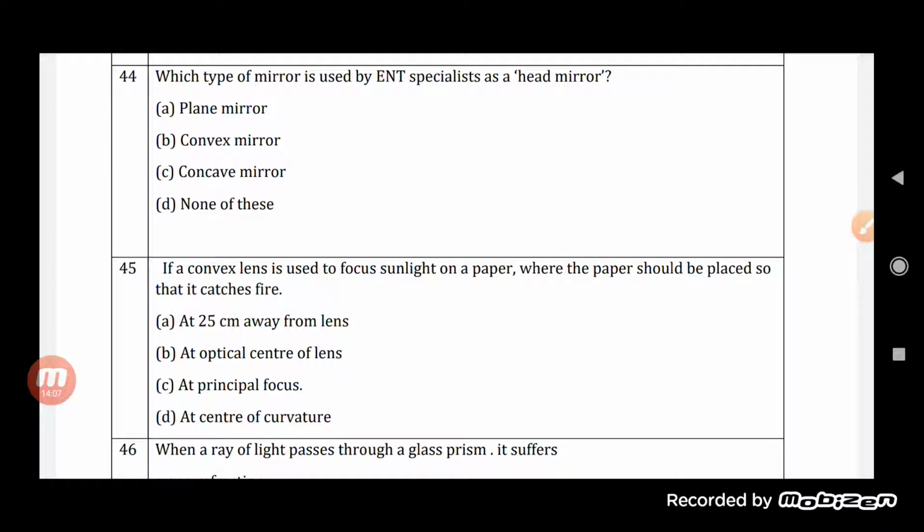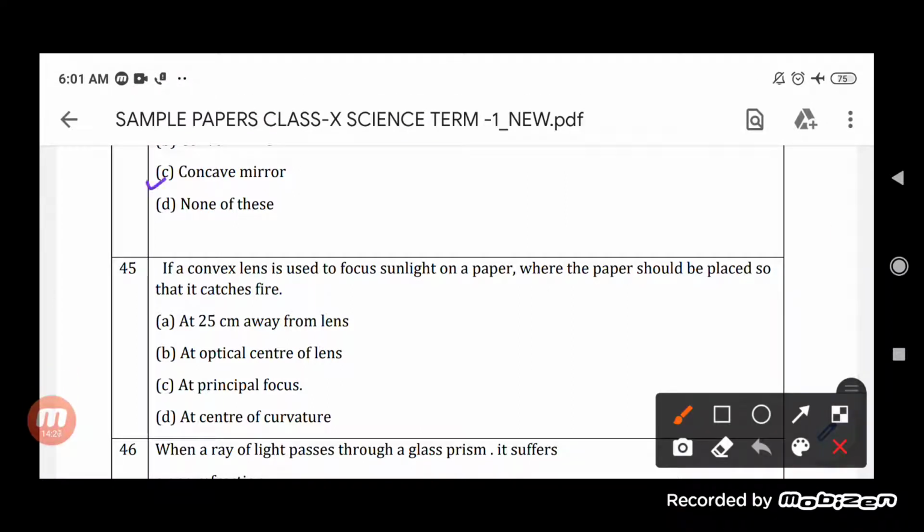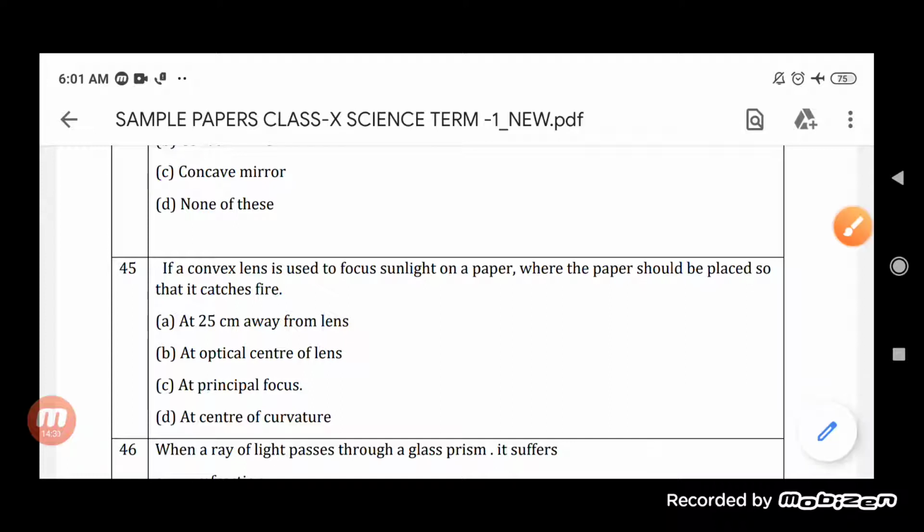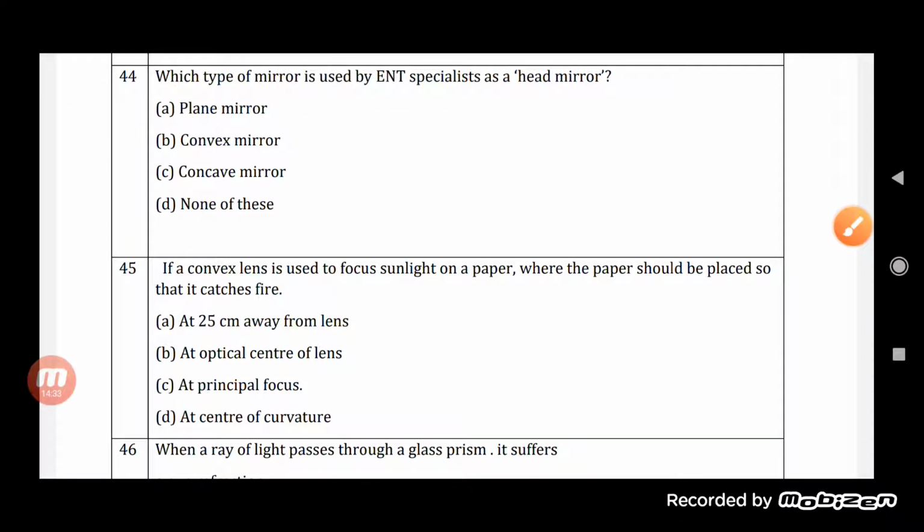And the doctor wants to see the enlarged image. So according to that, the mirror which is used in order to see the enlarged image of an object will be what? It will be a concave mirror. So the answer will be the concave mirror.